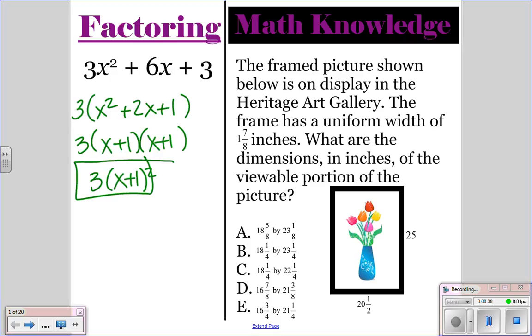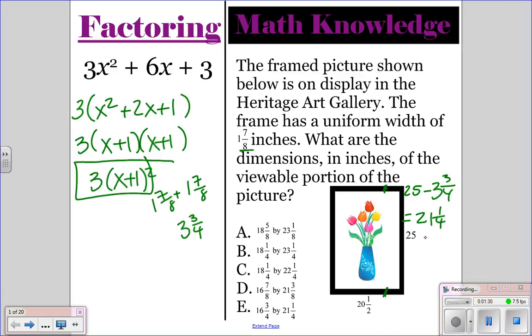For the math knowledge question, the dimensions of the picture. They tell us that the frame has a 1 7/8 inch width. So the height here is 25. Well, we have 1 7/8 on this side, and we have 1 7/8 on this side. So we have to subtract 1 7/8 from 25 2 times. So 1 7/8 plus 1 7/8 is going to be 3 3/4. So 25 minus 3 3/4 is going to leave you with 21 1/4.